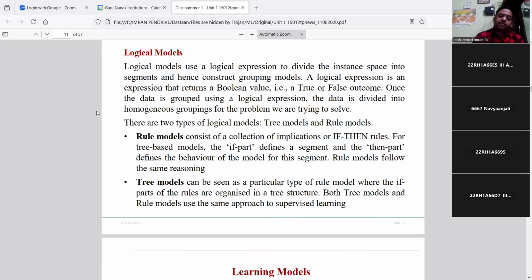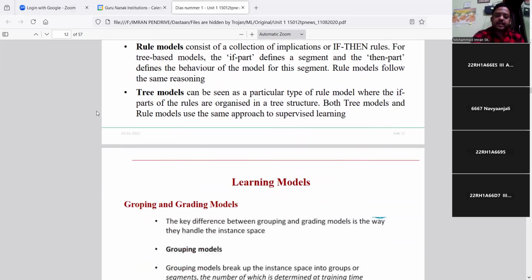So again, we have tree models. As the name indicates, it's some form of tree. Tree models can be seen as a particular type of rule models where the if parts of the rules are organized in a tree structure. Like a tree, as you know, we have a root node, leaves, like that. Both tree models and rule models use the same approach to supervised learning.